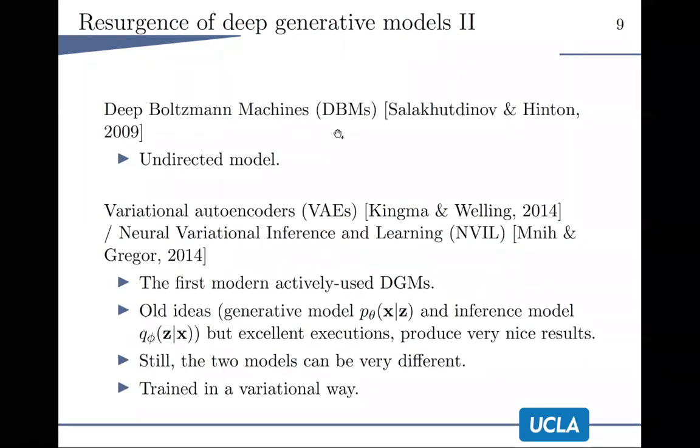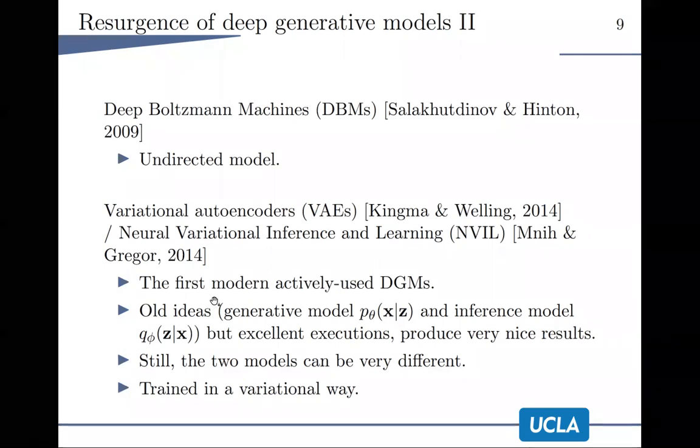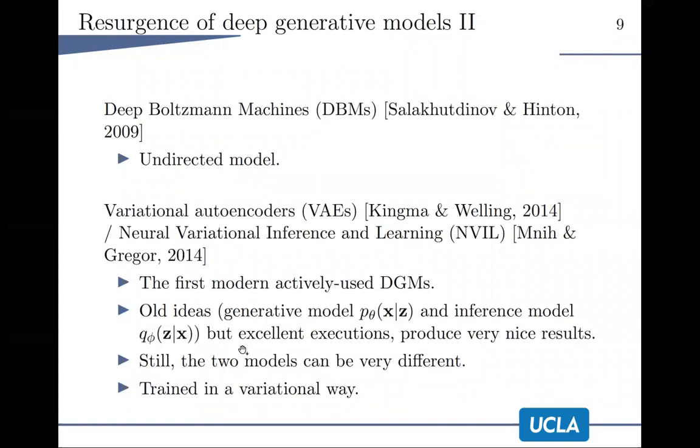Also some other models, like the Boltzmann machine, which is a deep undirected graph, and variational autoencoders, which we will go into more details later. Or like the neural variational inference and learning. Both of them are somehow based on the variational inference idea that we talked about before. And it's the first modern actively used deep generative model. It's basically regarded as old ideas, but has very excellent executions, and so produces nice results.